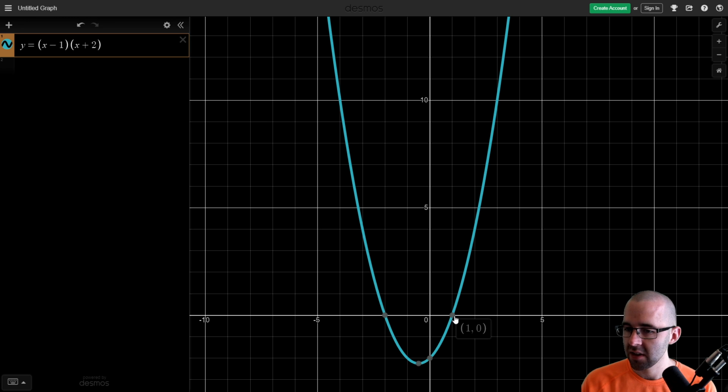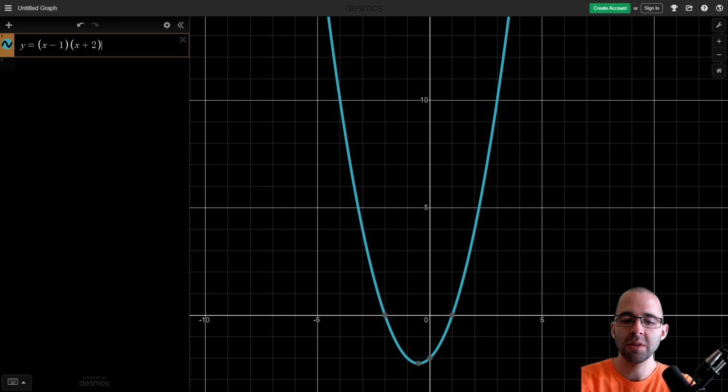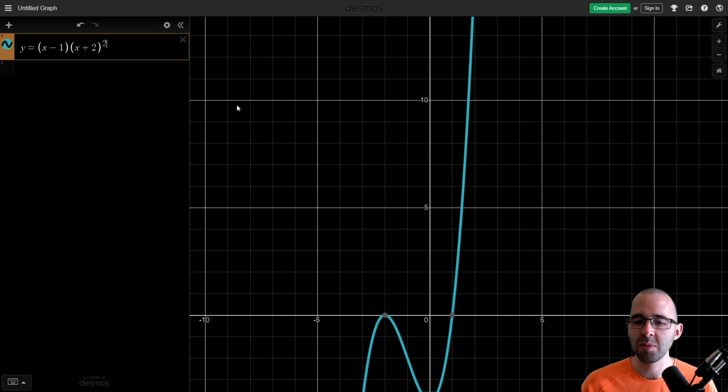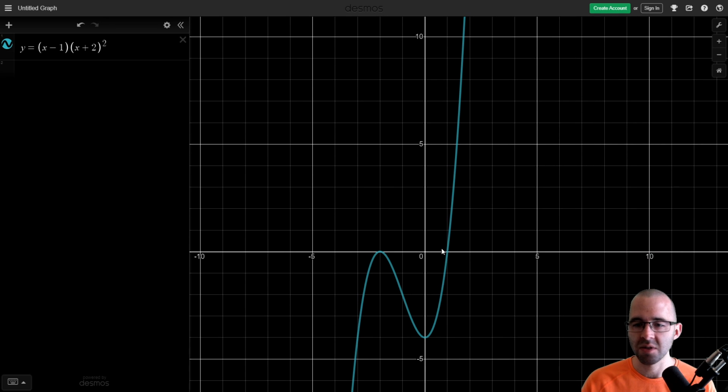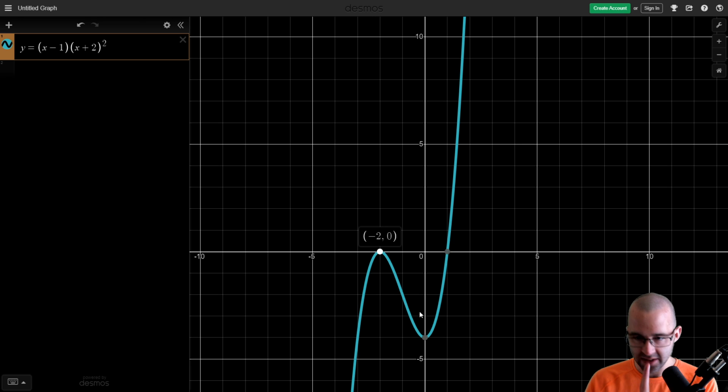And look at how they look, multiplicity 1. What if we make this zero have multiplicity 2? Multiplicity means we add an exponent, multiplicity 2. Oh, sorry, not that zero, this zero. Now that it's multiplicity 2, it does not cross anymore. It bounces off. What about multiplicity 3?